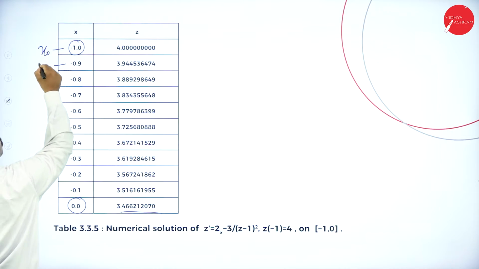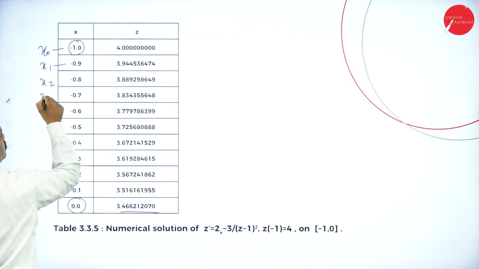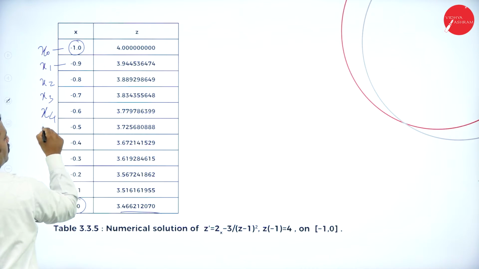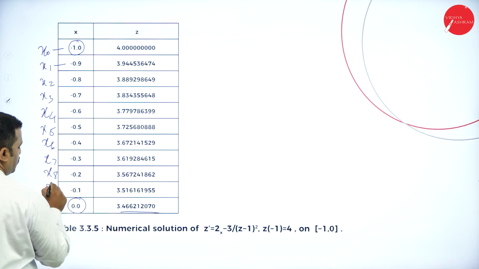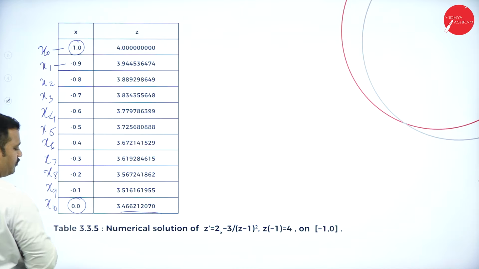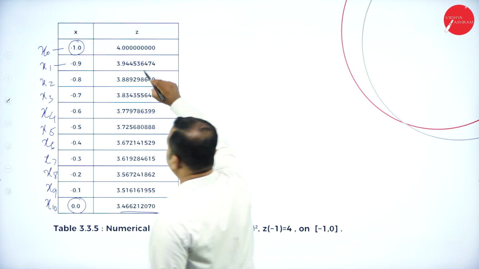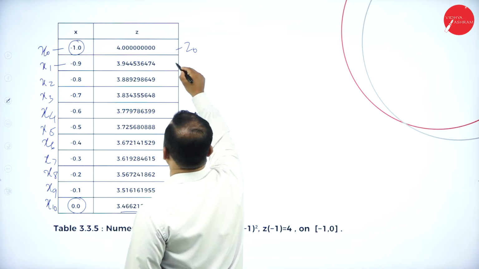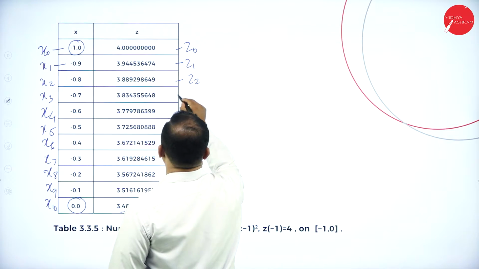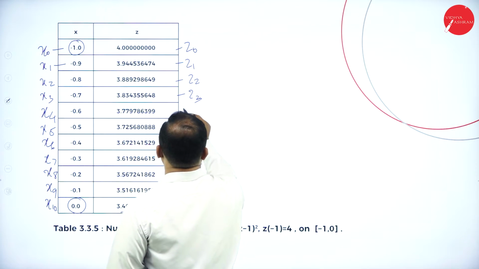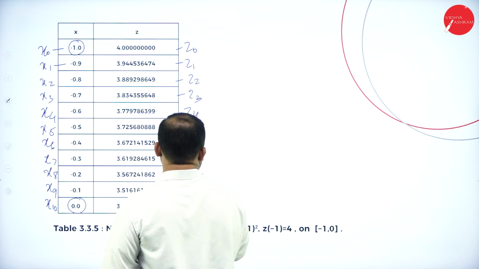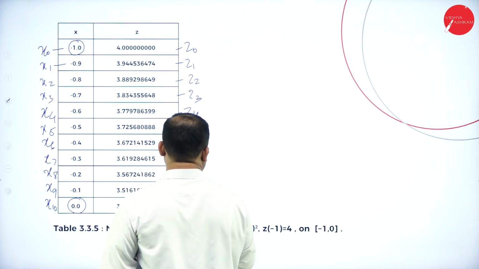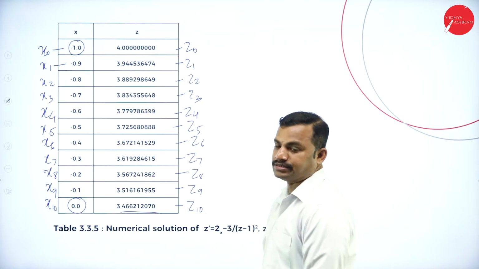That means x0, x1, x2, x3, x4, x5, x6, x7, x8, x9, x10. We have these values. Moving on to this z we have, let me consider this as z0, z1, z2, z3, z4, z5, z6, z7, z8, z9, z10. We have these terms like this.